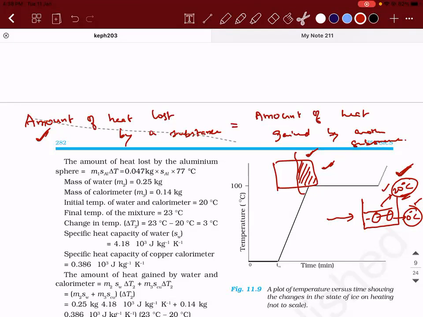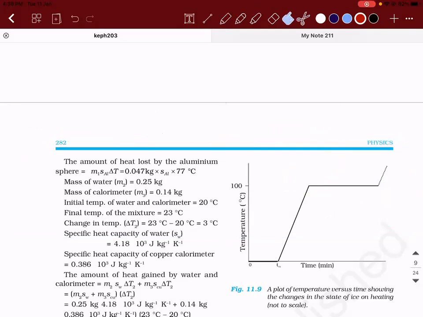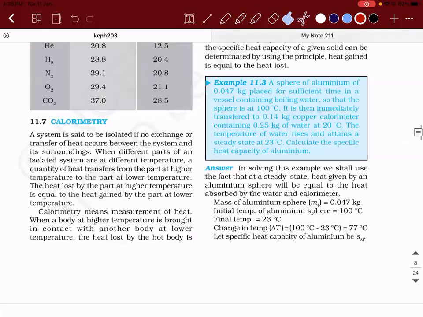So listen to this. With this theory, the second part is also over. That is, the first part is about thermal expansion, the second part is about calorimetry, and the third part is about heat transfer. Okay. So now we will do some problems which are based on calorimetry.